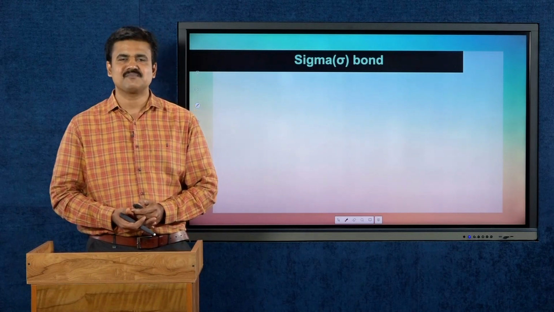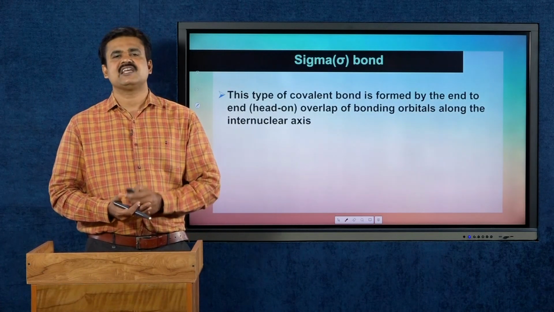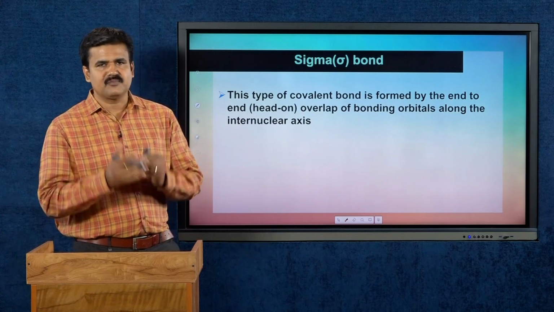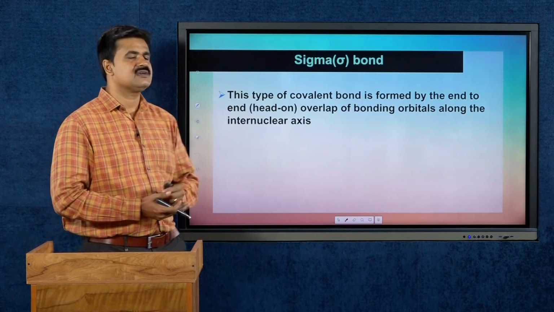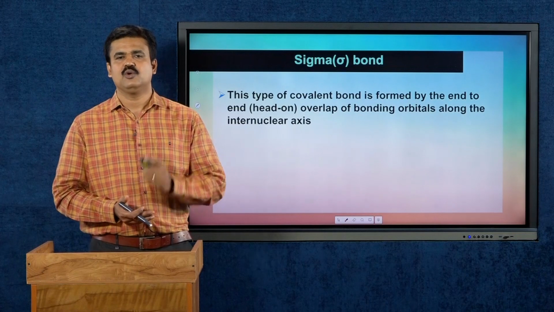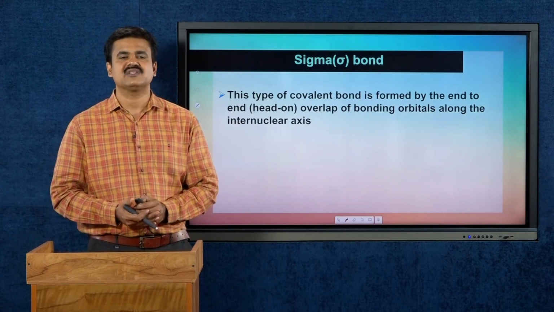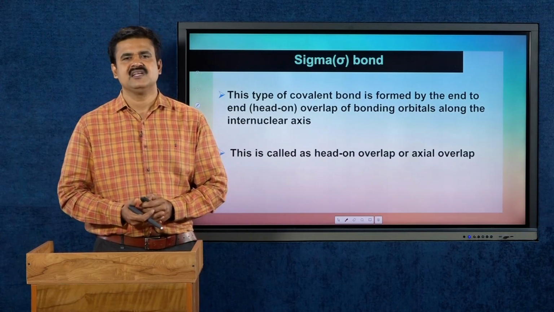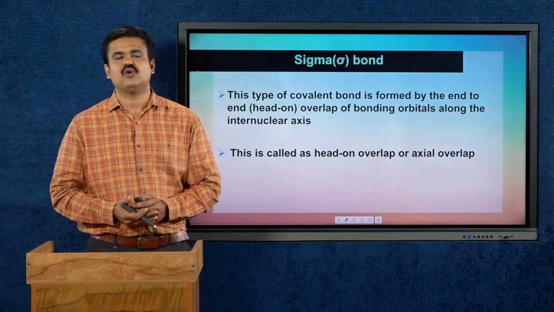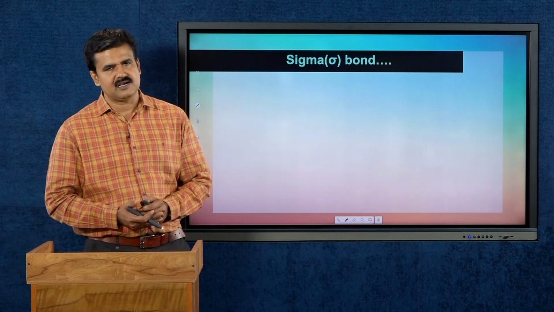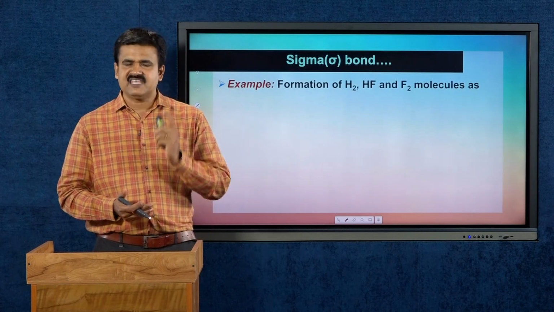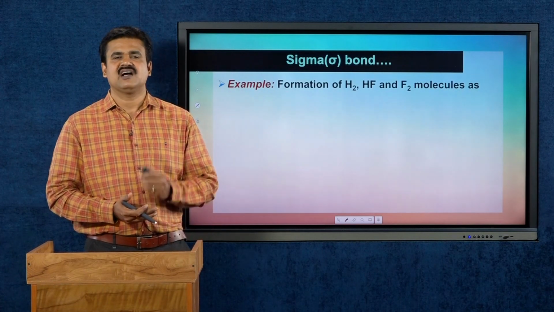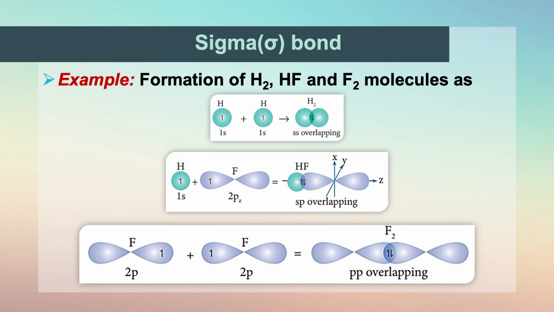First of all, the sigma bond. This type of covalent bond is formed by end-to-end or head-on overlap of bonding orbitals along the internuclear axis. This is called head-on overlap or axial overlap. We can consider the formation of the hydrogen, hydrogen fluoride and F2 molecules as depicted here in the first picture, second picture and the third picture.